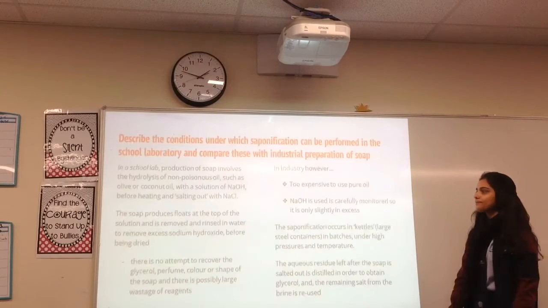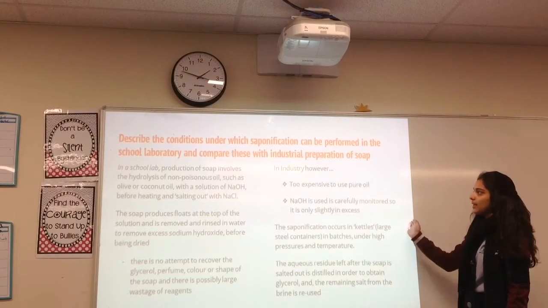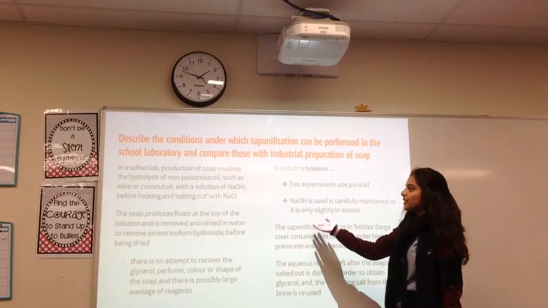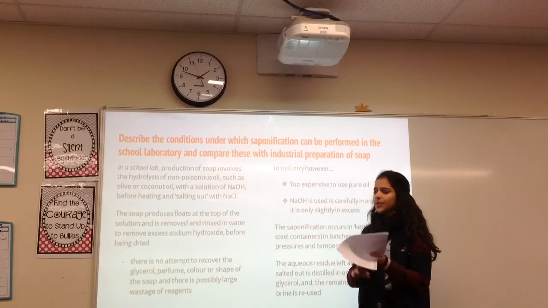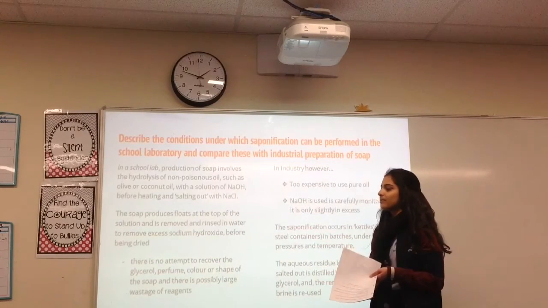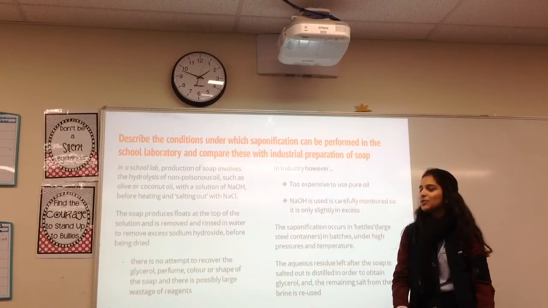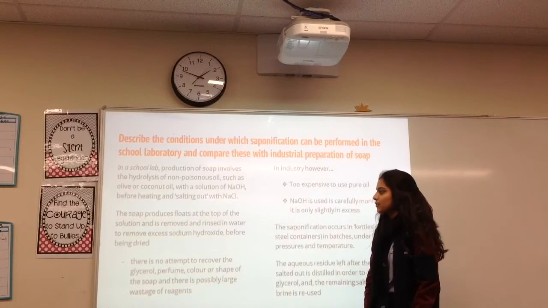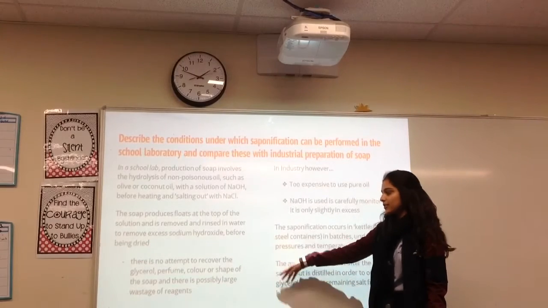The next one is: describe the conditions under which saponification can be performed in the school lab and compare these with the industrial preparation of soap. In the school lab, the soap involves the hydrolysis of a non-poisonous fat like coconut oil or olive oil with a solution of sodium hydroxide before heating and salting out with sodium chloride. The soap produced floats at the top of the solution and is removed and rinsed in water to remove excess sodium hydroxide before being dried.